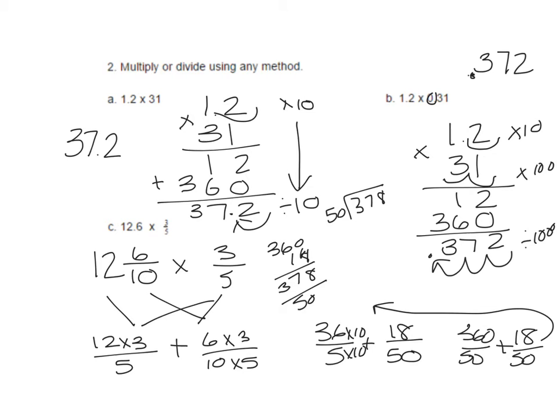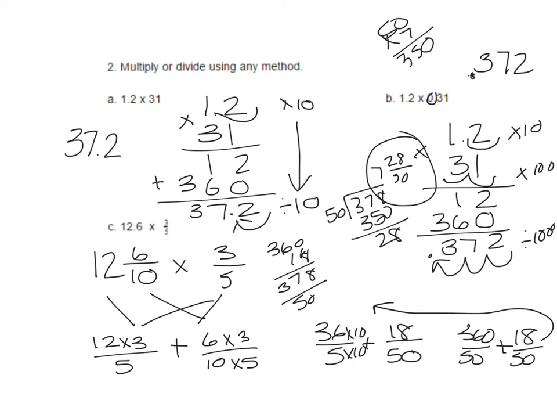I'm going to try 50 times 7 and see how close to 378 I get. 7 times 5 is 35, times 10 is 350. That's pretty close, because if I went 50 times 8, it ended up being 400. So I've got 7, 350, and now I subtract, and I get 28/50 left. So my answer is 7 28/50.